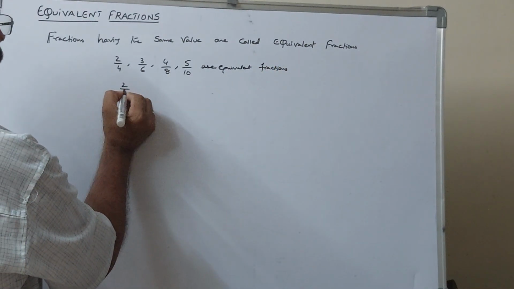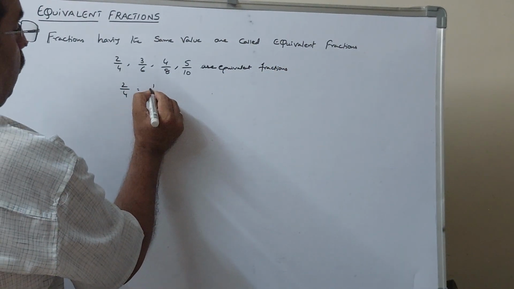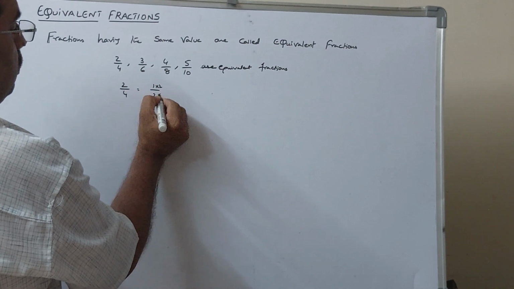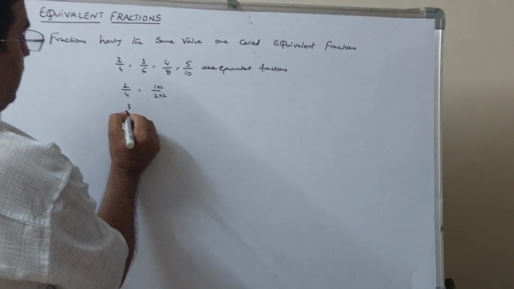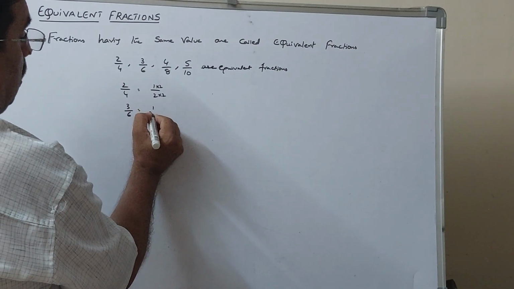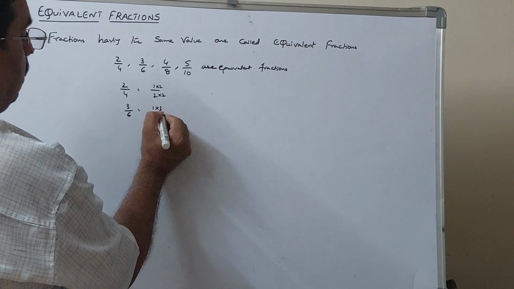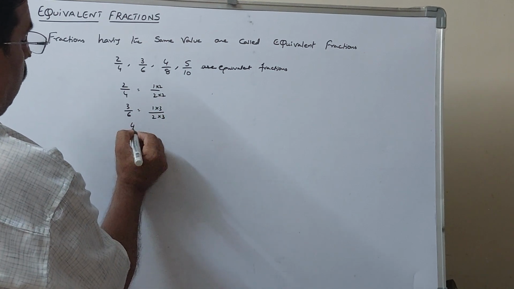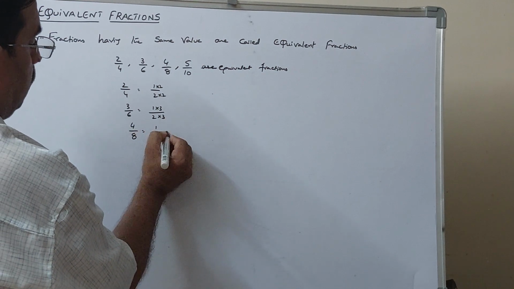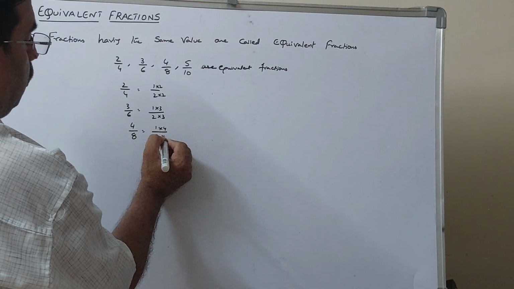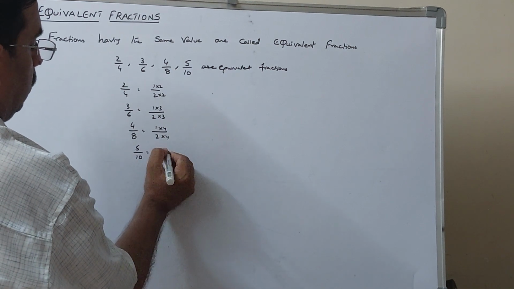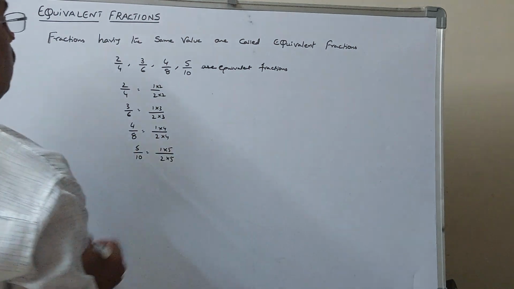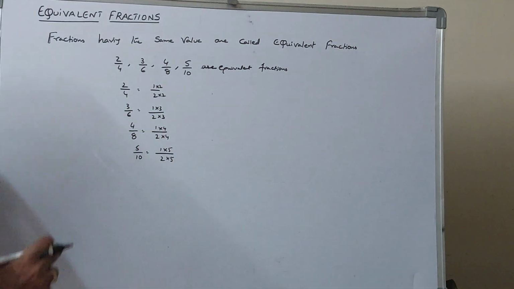Because 2 by 4 is equal to 1 by 2 into 2 into 2. 3 by 6 means 1 by 2 into 3 into 3. 4 by 8 means 1 by 2 into 4 into 4. 5 by 10 is equal to 1 by 2 into 5 into 5. So when a half has its numerator and denominator multiplied by the same number, we get the equivalent fraction.